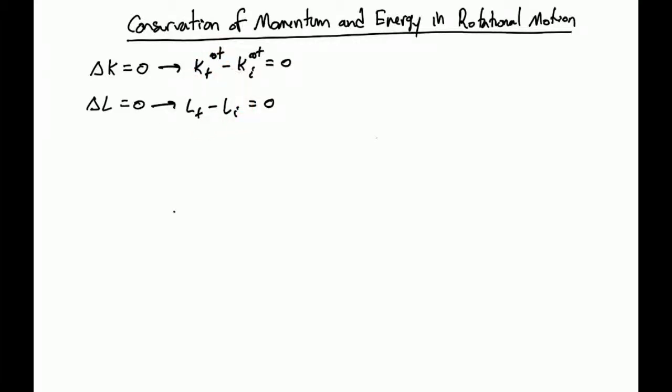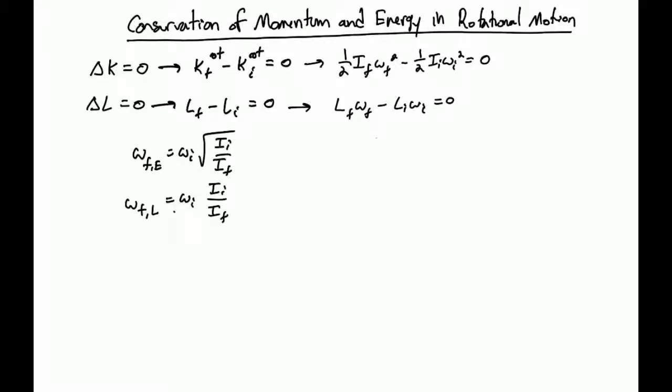Now I'm just going to put in the definitions of those. Here we are going to know the moments of inertia. We are going to measure the angular speeds initially, and then we are going to solve these equations to find the final angular speed. So I'm going to solve for those in the next line. I've labeled our two predictions as final speed from energy conservation, and final speed from angular momentum conservation.